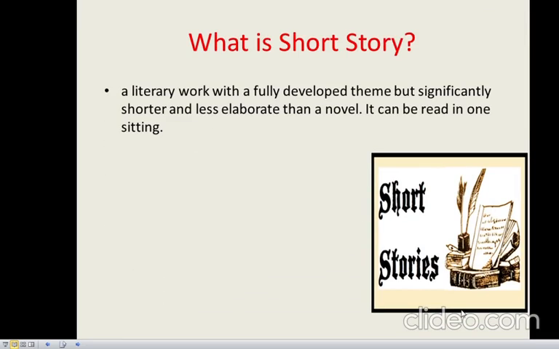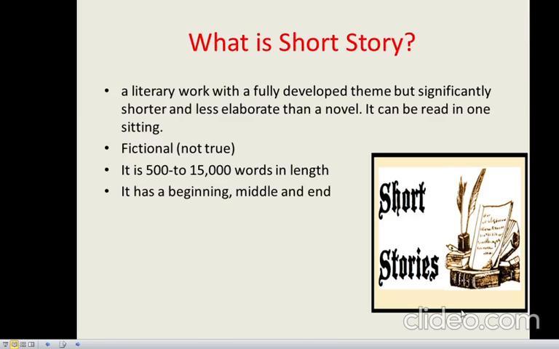A short story is a literary work with a fully developed theme but significantly shorter and less elaborate than a novel. It can be read in one sitting, so it tells something about a single event or experience. In other words, it is not usually multiple situations. A short story is usually a fictional one. It means it is not true, although it may be based on something that is true, but it's still fictional. The length of a short story is between 500 and 15,000 words.